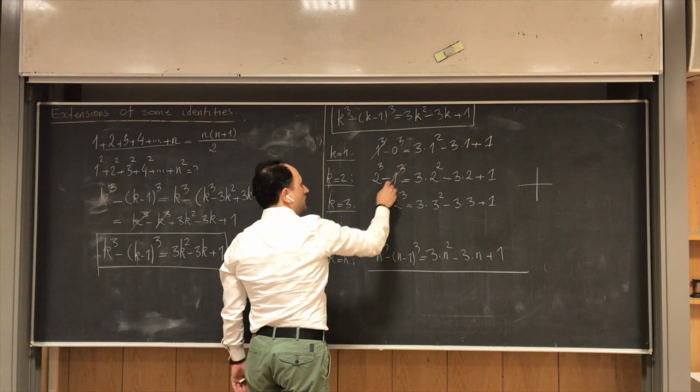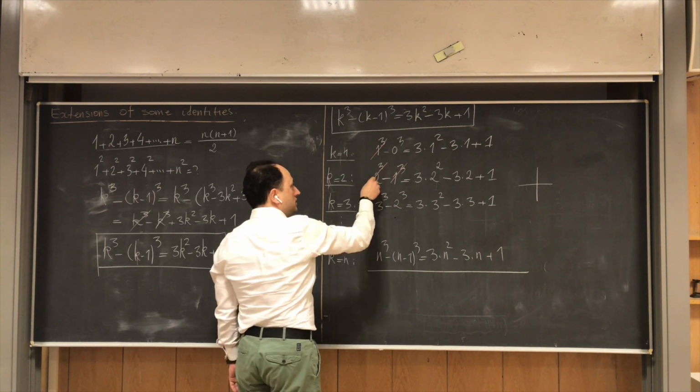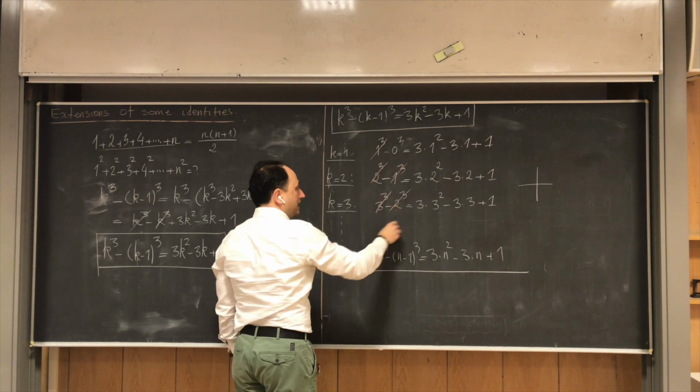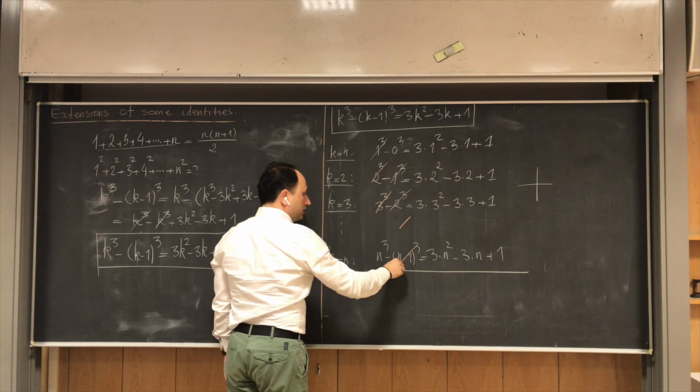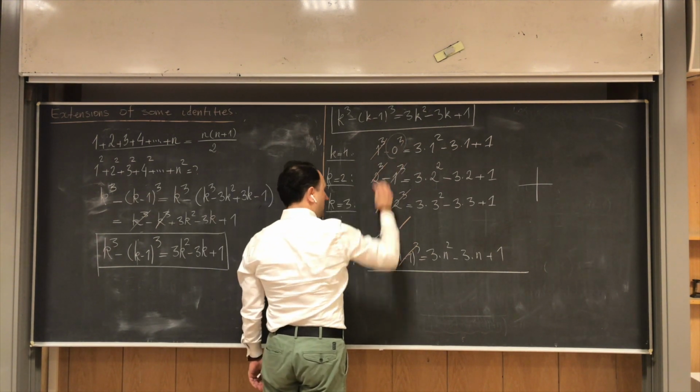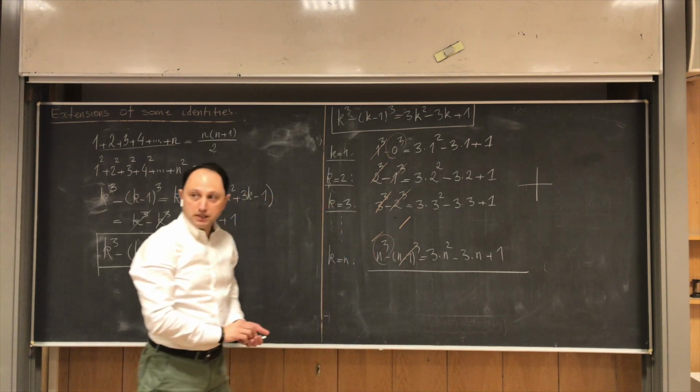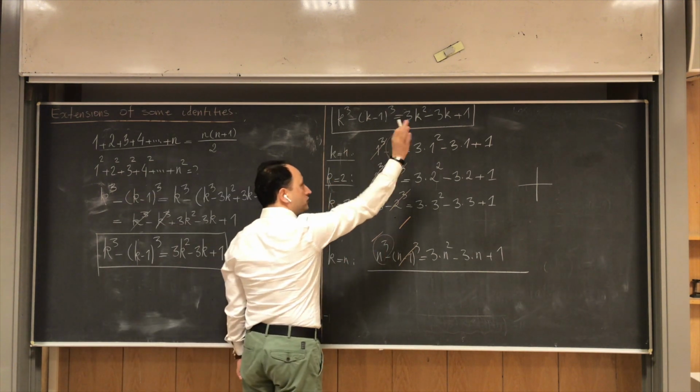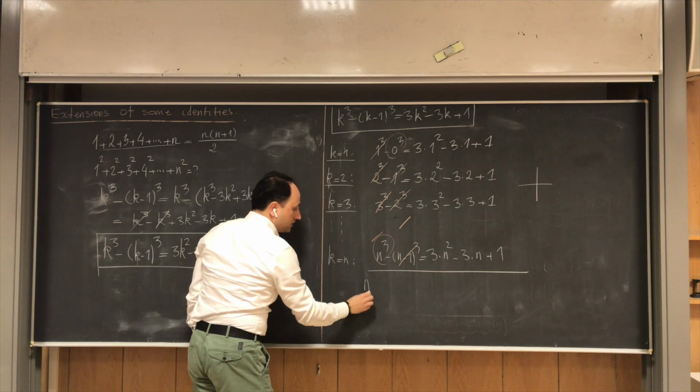This one and this one are opposite signs. They vanish. This will vanish with this one. This will vanish with the next one. This is already vanished from the previous one here. And what is left again is that one and this one. Yes, but 0 to the power of 3 is just 0. So what is left is just n to the 3.